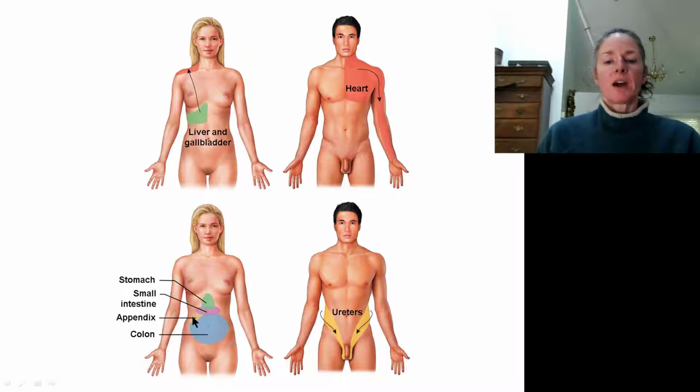So if you have appendicitis, you might feel a sharp pain on the right side of your body, on the surface of your body. Over here, if there's pain in the ureters, let's say you have a urinary tract infection, you may feel pain coming over the top of the iliac crest and down into the inguinal region.